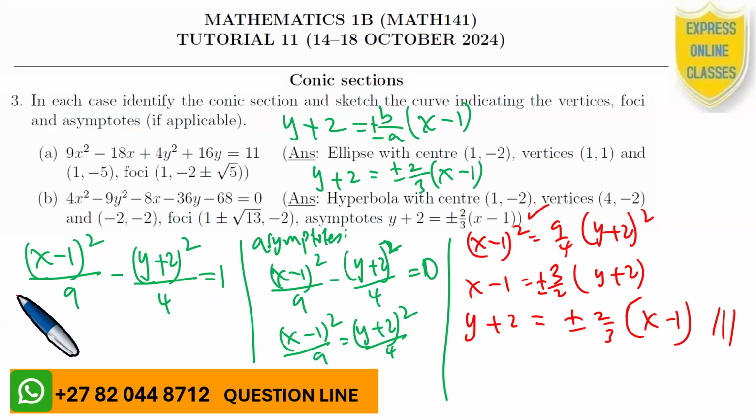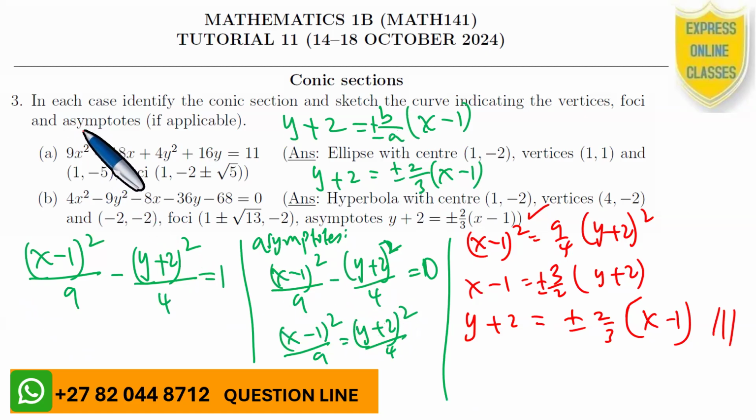But if y is positive, then it becomes a over b. That's all. Of course the plus or minus is always there. All right, so this is what we have for this particular one.